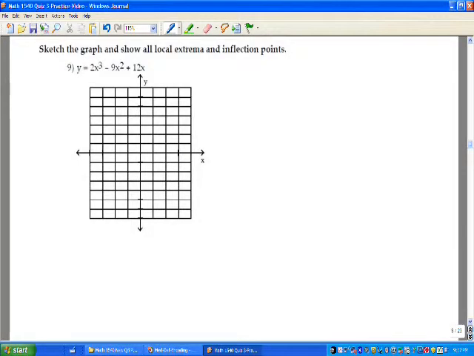Okay, problem 9, we have a function y equals 2x cubed minus 9x squared plus 12x, and we want to sketch the graph and show all the local extrema and inflection points. This means that we want to find, first of all, the critical points.